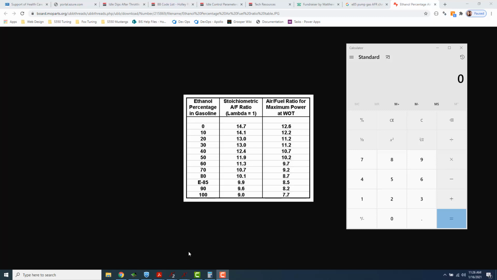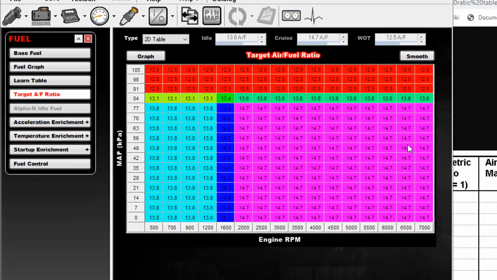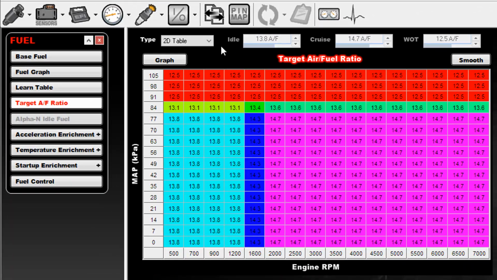So here's what I'm going to show you. In the Holley system, you've got your target air to fuel ratio table, and you can put in whatever numbers you want. And this is just their out of the box simple tune for a small block Ford. But basically what you see is a 13.8 idle, a 14.7 cruise, and a 12.5 wide open throttle target. And this is all based on this being on pump gas. So what happens if you're going to run E85 or E50 or something in between? Well, you've got some options.